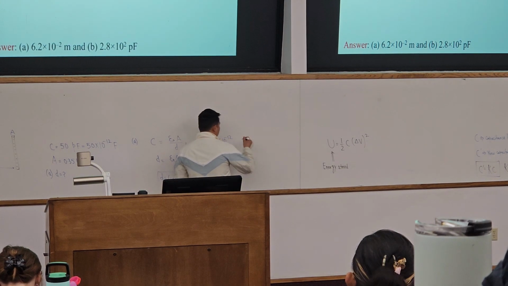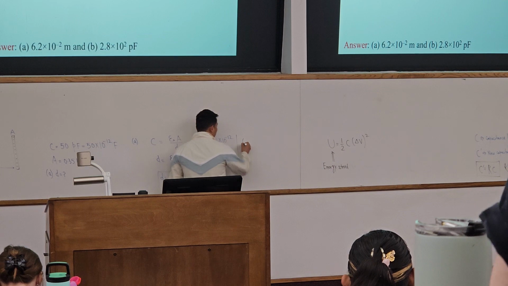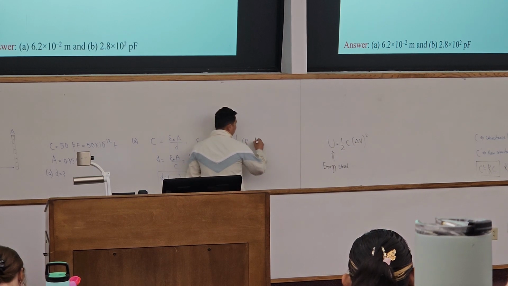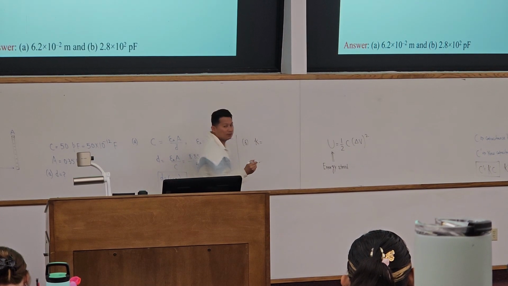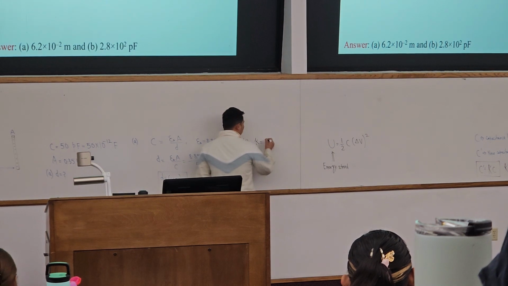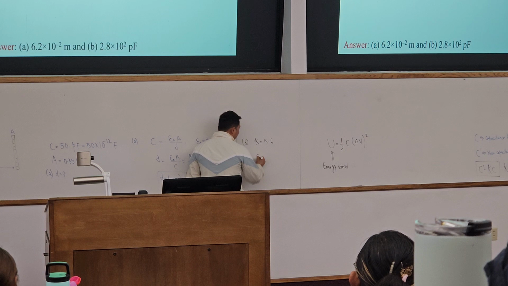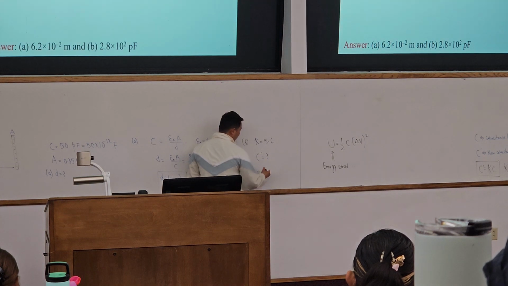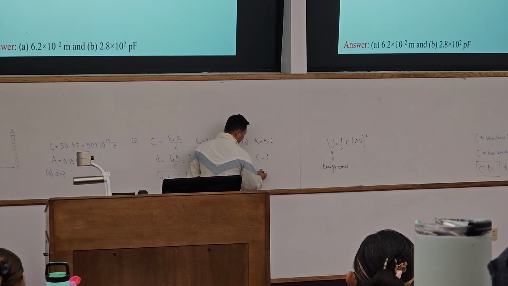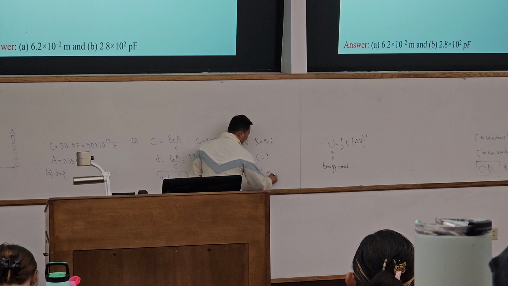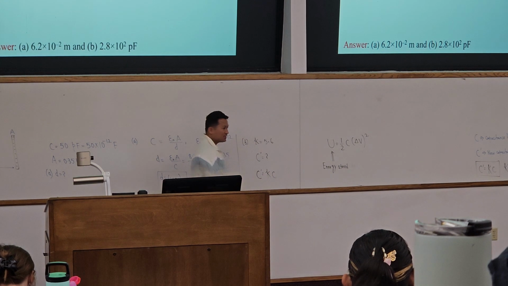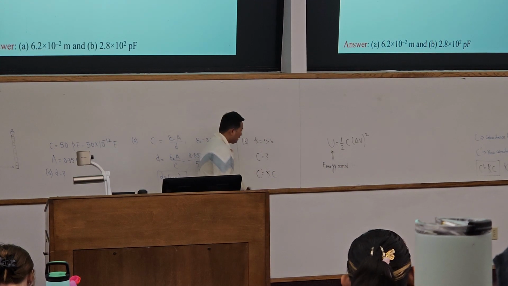In part B, if you introduce a dielectric material of dielectric constant 5.6, what is the new value of the capacitance? C prime is what? I already wrote the formula. C prime should be equal to alpha times C. All values are given.